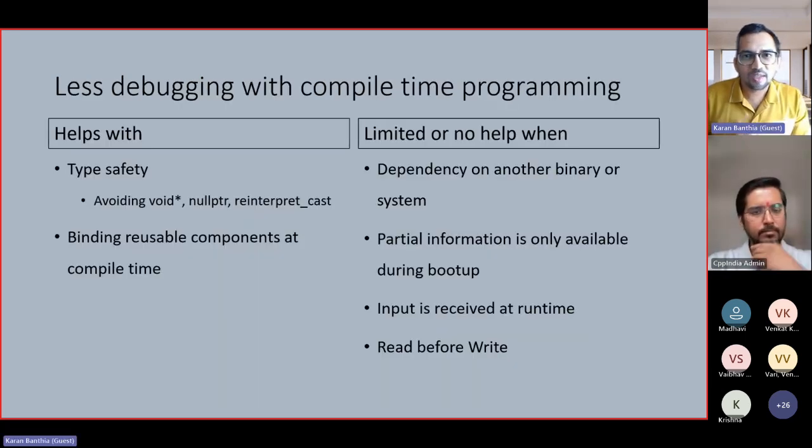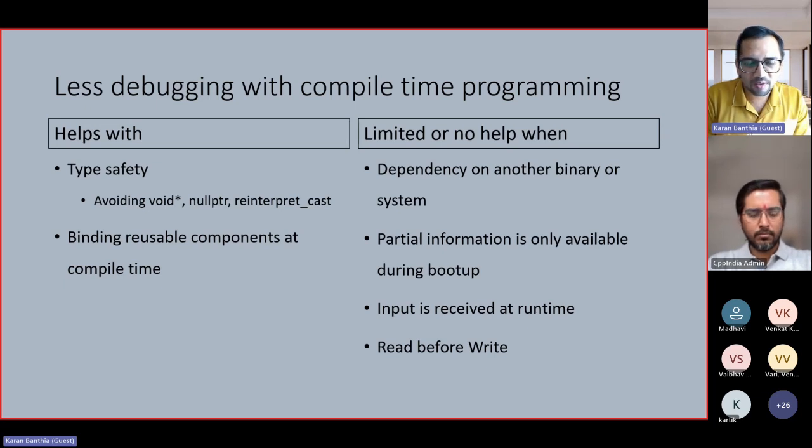So what does it give us? And when does it help us? So why are we doing this compile time or generic programming? Because we want to debug our system less. Why would we want to do that? Because we want to be more efficient on the design aspect. So one of the approaches is to avoid null pointers, avoid void pointers, avoid reinterpret cast, and avoid doing something at runtime which you can already do at compile time.